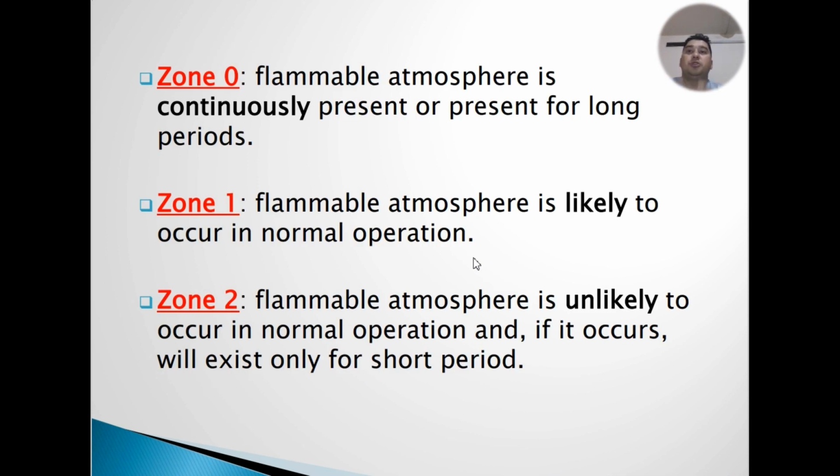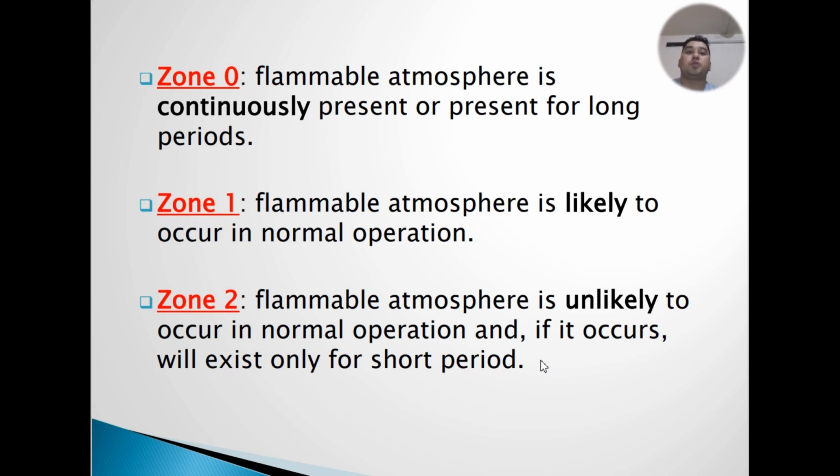Now, what is zone 0? Zone 0 means a flammable atmosphere is continuously present or present for long periods of time. Zone 1: a flammable atmosphere is likely to occur in normal operation. It means the atmosphere is not flammable, but during the process, a flammable atmosphere is likely to occur. After that, zone 2: a flammable atmosphere is unlikely to occur in normal operation, and if it occurs, it will exist only for a short period.